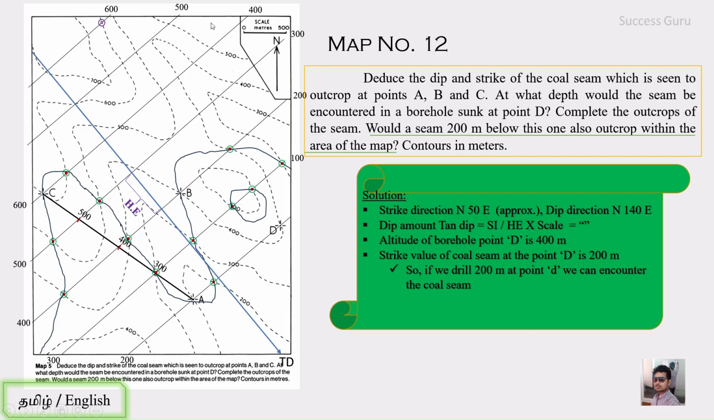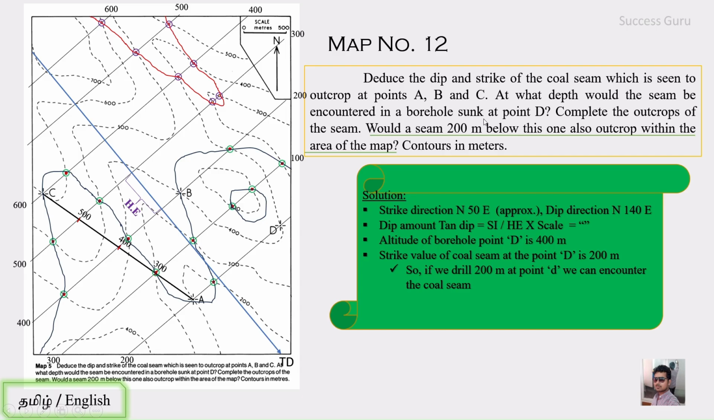To do that, we have to find the equal values of strike and contour of this particular coal seam, whether it is appearing on the map or not. In this case, you can see a 600 meter strike is here and a 600 meter contour is here. So this will be an outcrop for this map. And a 500 meter strike is here and a 500 meter contour is here. So this and this will be an outcrop of that coal seam. And we have 400 here and 400 here, and 300 here and 300 here. So we can trace it from one side to the other side, just like this.